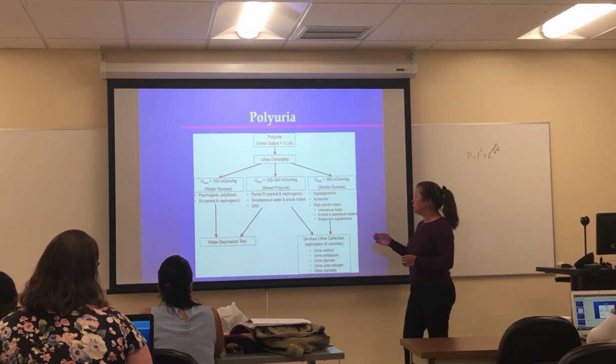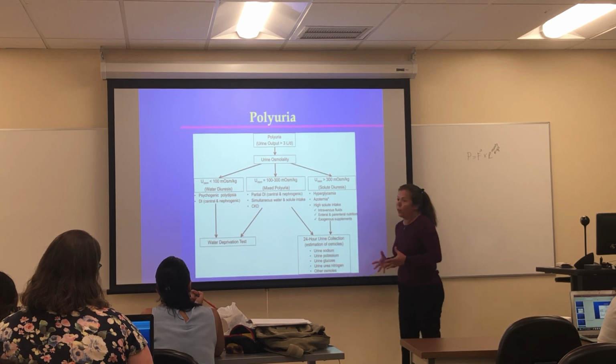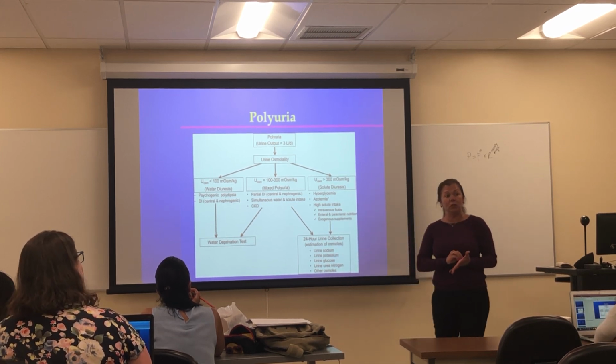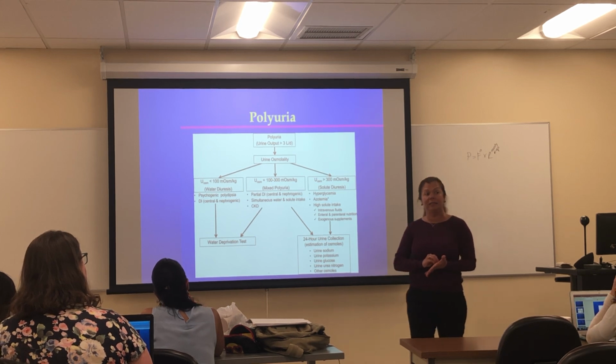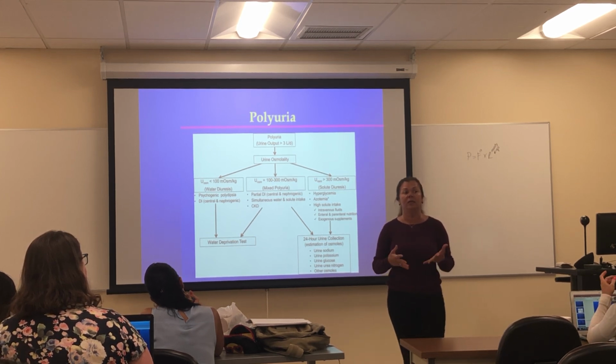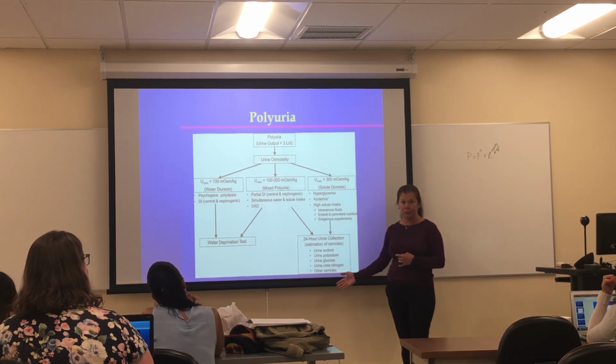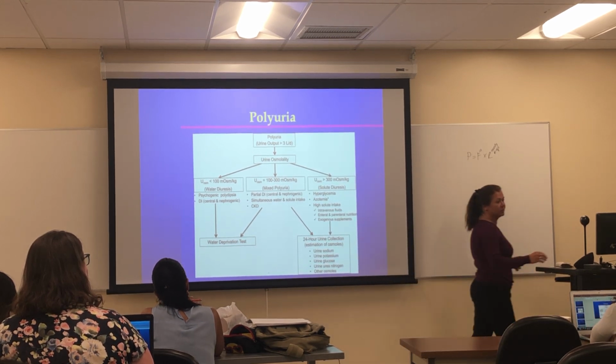Now, in addition to that, even though you could do the sodium spot, the specific gravity in the urine, and the urine osmolality separately, the best way is to actually do a 24-hour urine collection, okay, for those patients.